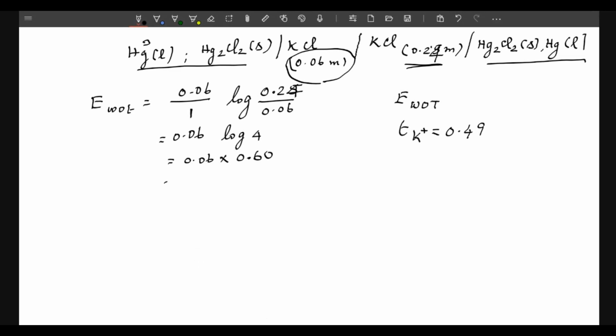0.60. Multiplying, what do we get? 36. How much? 0.036 volt. This is EOT without transference.